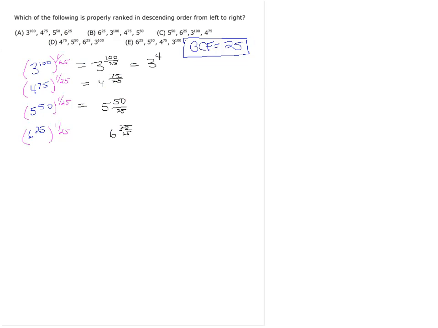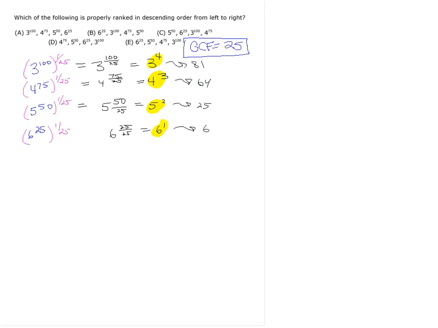So this is 3 to the 4th. This is 4 to the 3rd. This is 5 squared. And this is 6 to the 1. At this point, guys, these numbers are really manageable. These are obviously all numbers that we can work with. Pretty easy, right? So this is 81. 4 to the 3rd is 64. 5 squared is 25. 6 to the 1, of course, is 6. So let's see which one of these does it.